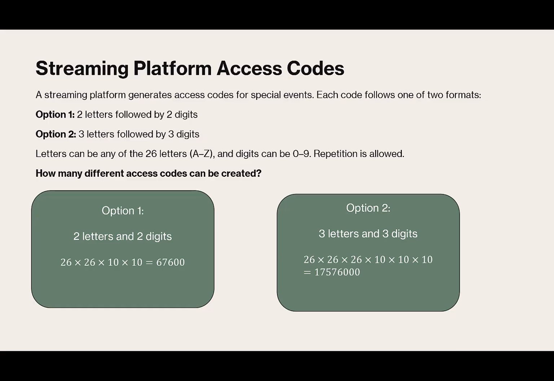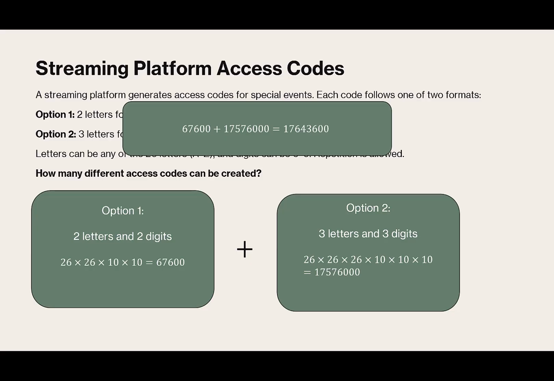But we're not done yet because we need to put the 2 options together by adding. So when we add these numbers, we get a total of 17,643,600 different ways that the streaming platform can make these access codes.